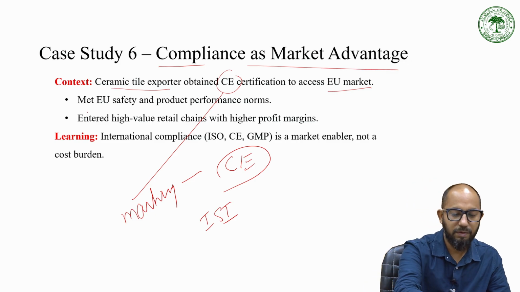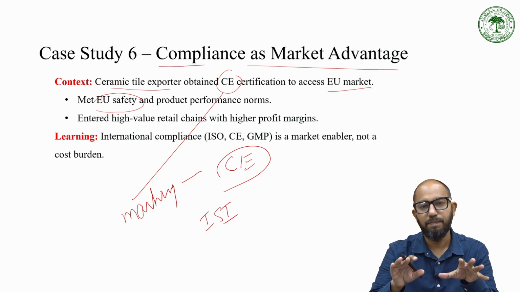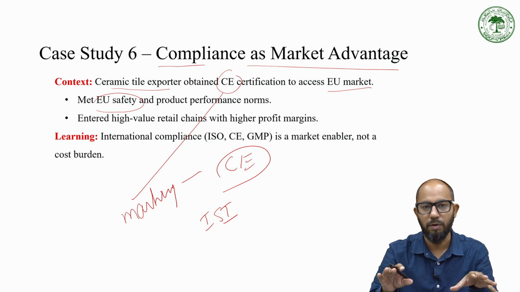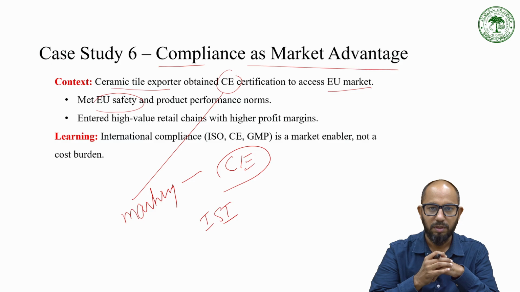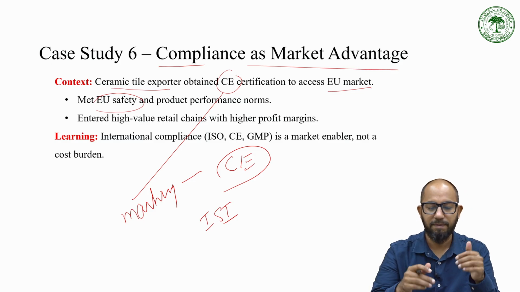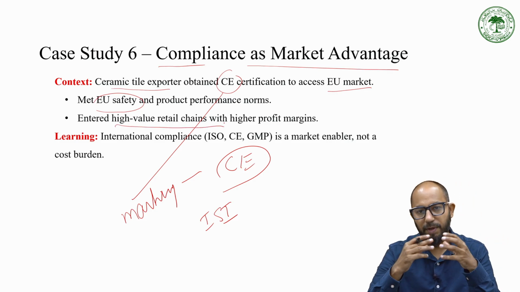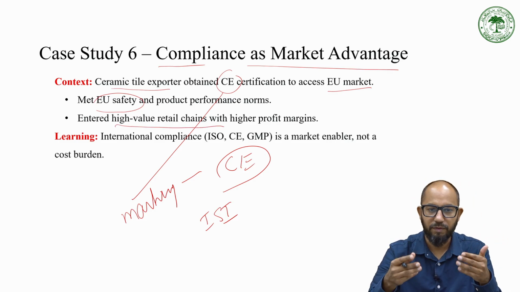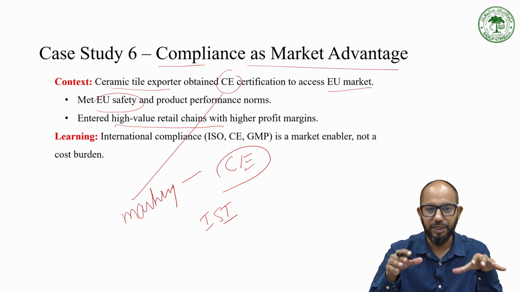There will be European Union safety of the product, and the product is now being judged on the basis of this certification, that it will pass the performance norms in the European Union, thus benefiting the exporter. Also, because of this, the exporter has been able to enter the high value retail chains with the probability of higher profit margins. What is the learning outcome of this case scenario?